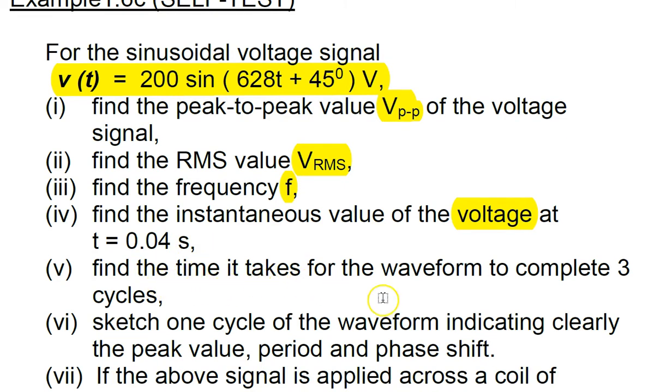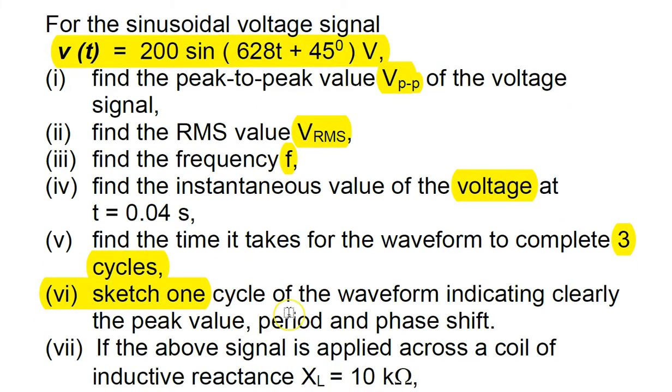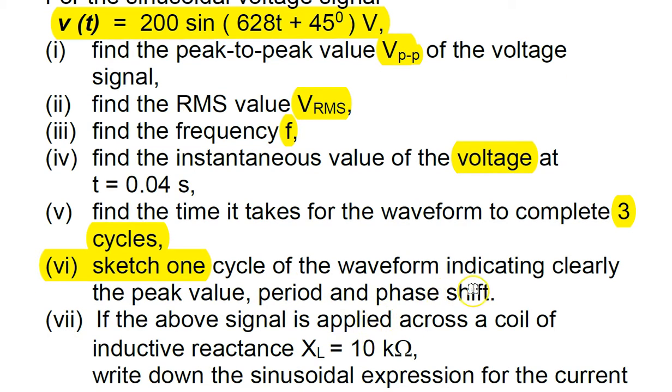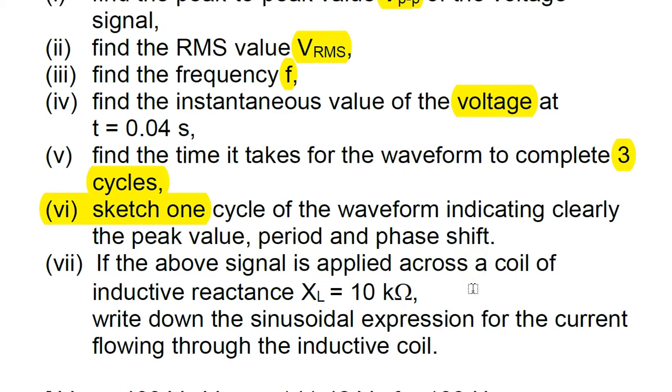Next, we want to find the time it takes for the waveform to complete 3 cycles. And then we want to sketch one cycle of the waveform, indicating clearly the peak value, the period, and the phase shift. And for the last part, if the above signal is applied across a coil of inductive reactance XL of 10 kilo ohm, we are asked to write down the sinusoidal expression for the current flowing through this inductive coil.